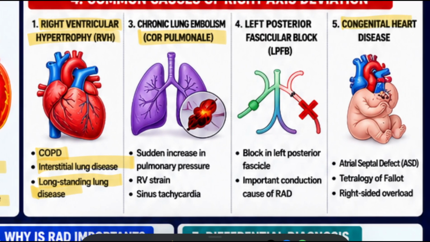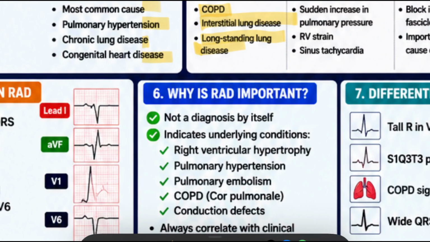So next you can see congenital heart disease. Certain congenital defects cause chronic right ventricular overload. Examples are atrial septal defect, tetralogy of Fallot, and other right-sided overload conditions. So this may produce right axis deviation.